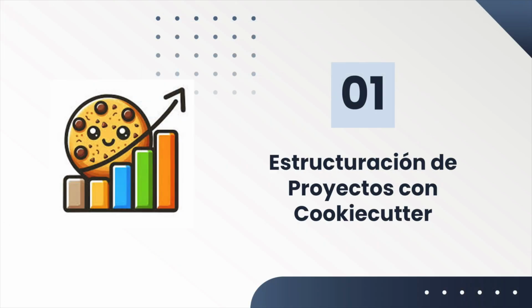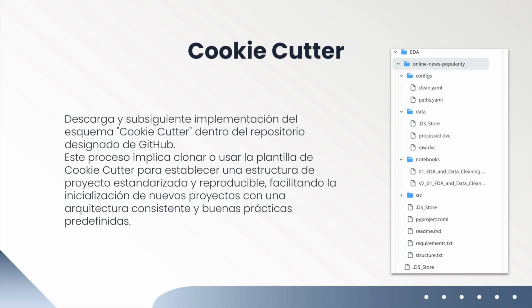To ensure our project started with a clear and reproducible foundation, we implemented the Cookie Cutter data science template. This allowed us to automatically generate a standardized directory with folders like SRC, data, models, and notebooks. It ensured consistency across the team and simplified collaboration since everyone followed the same structure. In this phase, we downloaded and adapted the cookie cutter template directly into our GitHub repository. This step provided an organized and professional project architecture, one that is easy to replicate for future machine learning projects.